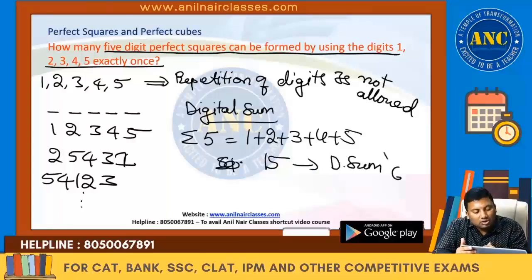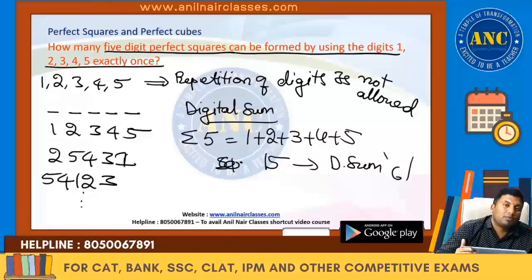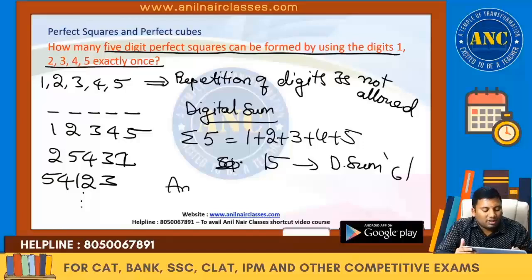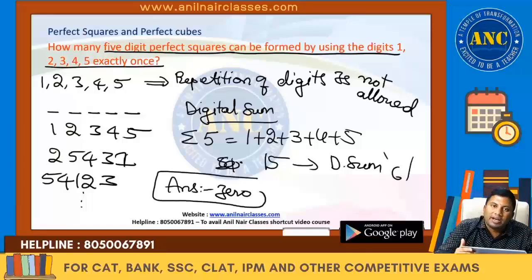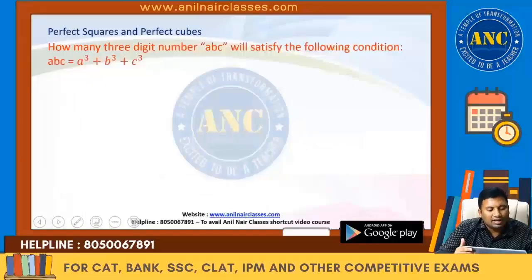Digital sum 6. So all the 120 numbers that are formed, what are the 120 numbers? 5 digits arranged in 5 places, it is 5 factorial, which is 120. For all the 120 numbers, irrespective of the order in which the digits are written, the sum of the digits is always 6. A perfect square's digital sum will be 1, 4, 7 or 9. So the answer for this question is 0. I hope the idea is clear. Sum of the digits is 15, and 15 is 6. For a number to be a perfect square, its digital sum should be 1, 4, 7 or 9. Idea clear? Now another question.